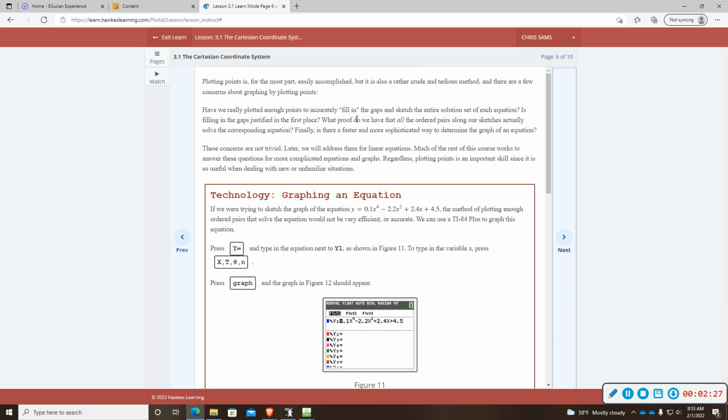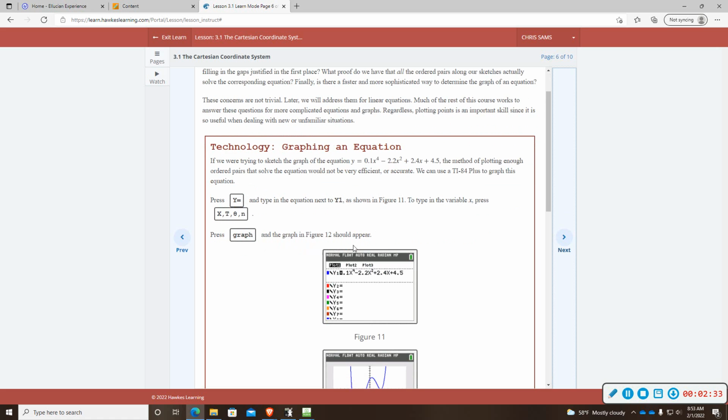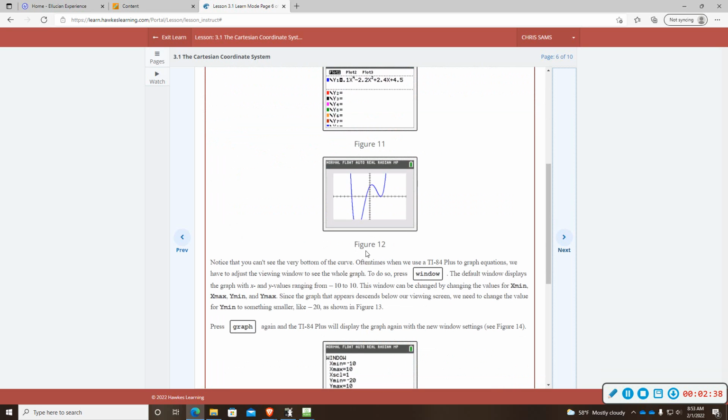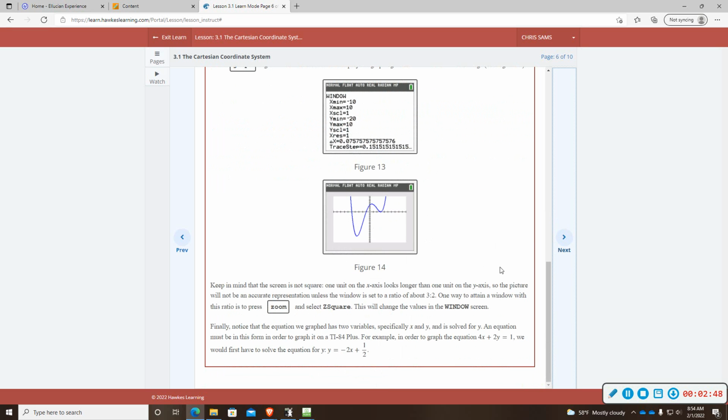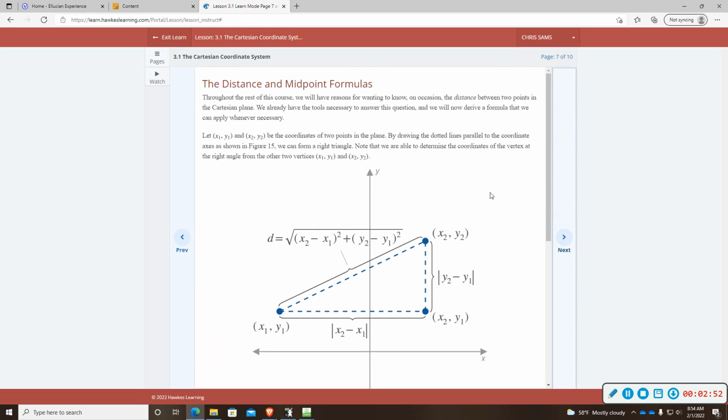You also have some graphic explanations, so I encourage you to try plugging this into the graph, going through these steps and seeing if you can get the plot that they have. They also go through changing the window, the x minimum and maximum. These are the same images that you will see on your calculator. So try those out. We'll use some of these features when I do the videos in Hawkes shortly.